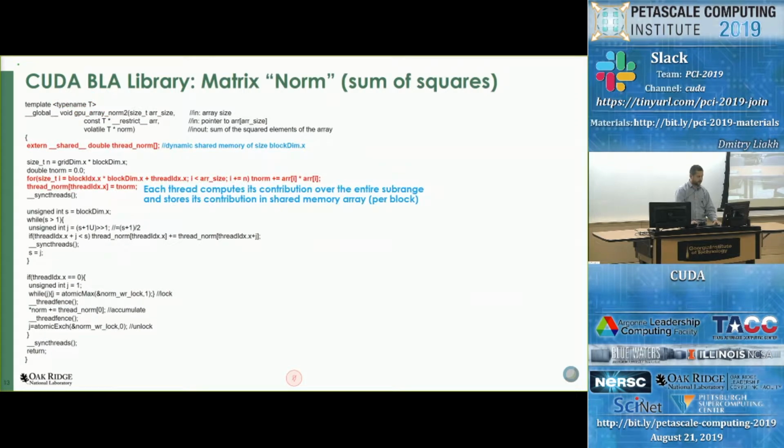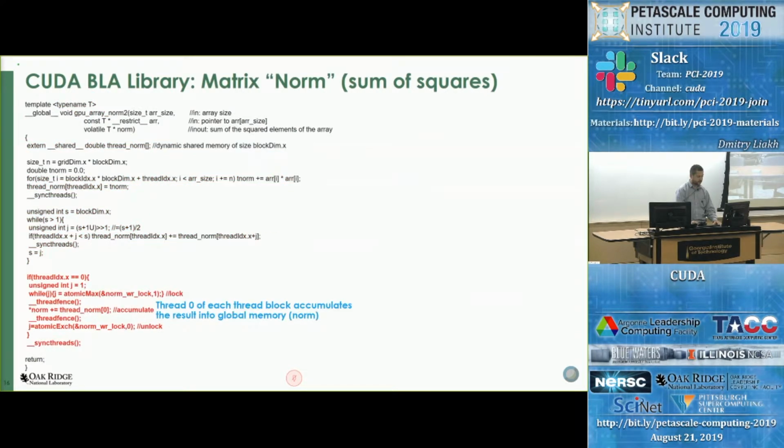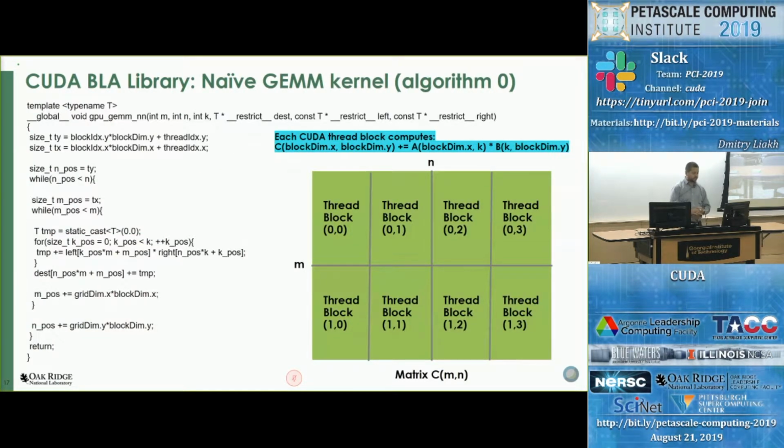Okay, I will skip the norm, because it's a bit specific here. But let's proceed now to our main goal. Our main goal now is to consider the GPU general matrix multiplication kernel and see what kind of optimizations can be done to improve its performance.